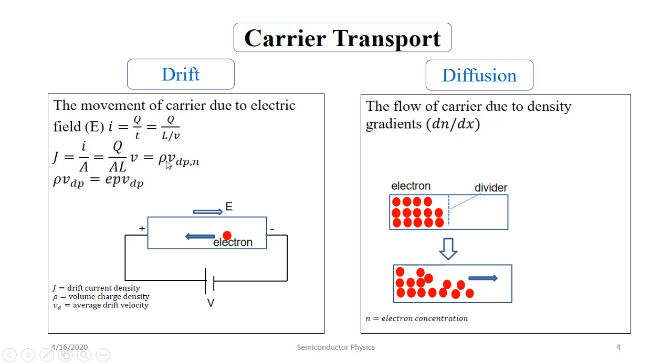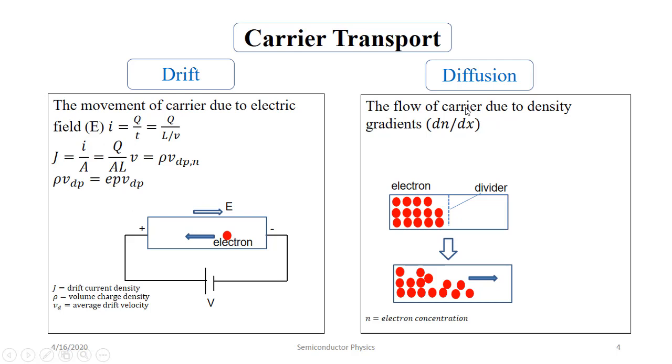We can define the volume charge density for each carrier by putting in the values of charges. For example, we substitute the values for holes and electrons in this equation to get the volume charge densities in terms of drift velocities. So this is all about the drift transport phenomena.